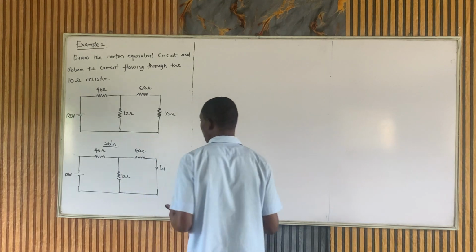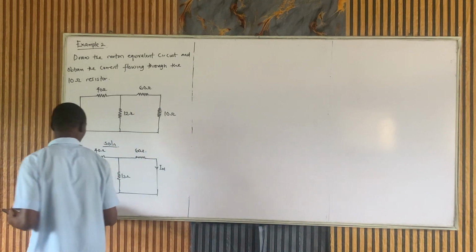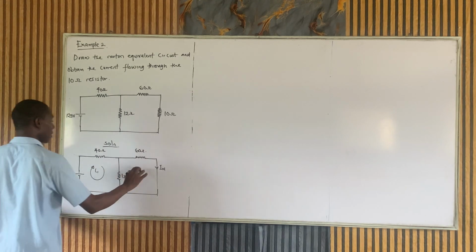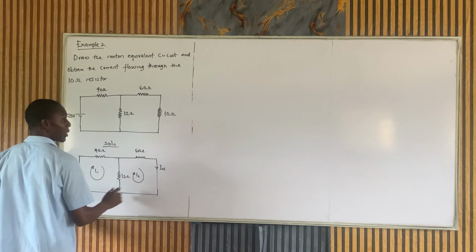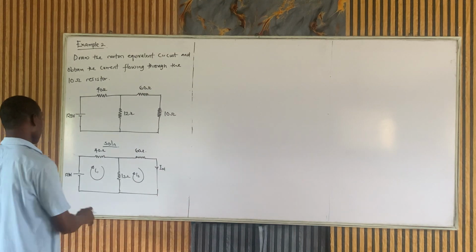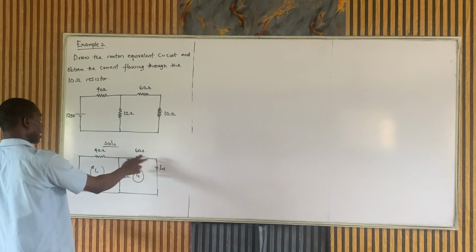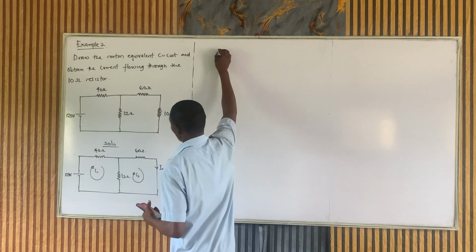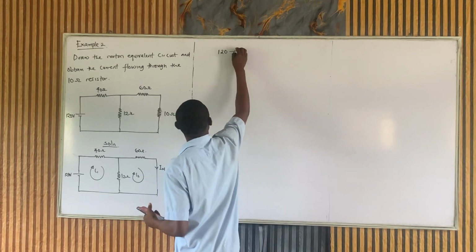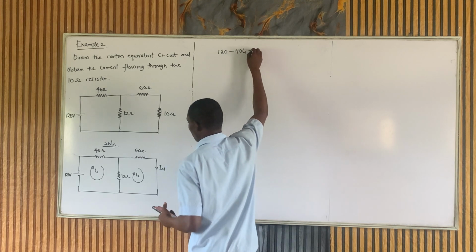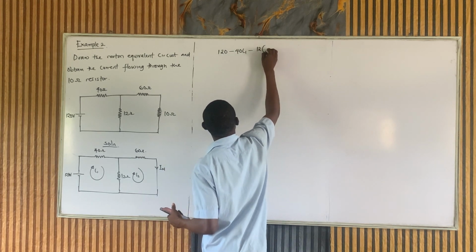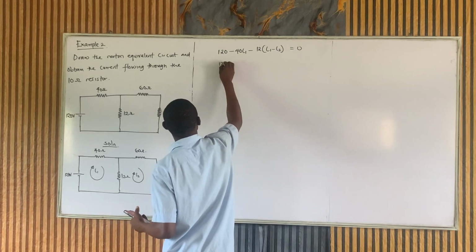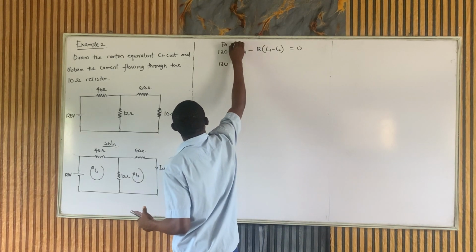So to do this now, we can employ the mesh analysis, I1 and then I2. We can't use a simple trick here now because current coming from here must split. There's a resistor here, there's a resistor here. So let's go and solve using our mesh. Now this is going to be 120 minus 40 I1 minus 12 into I1 minus I2, which is equal to 0. This is for my mesh 1.